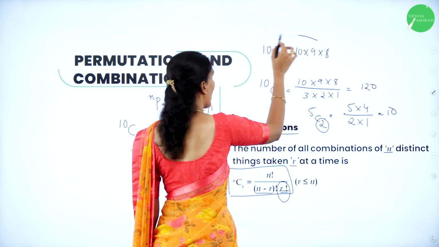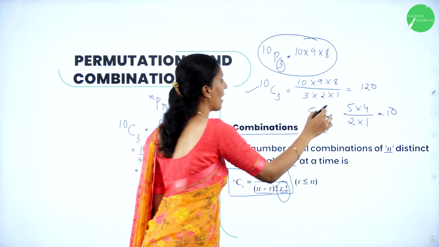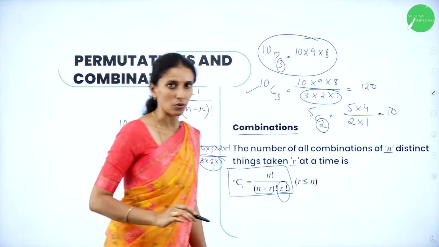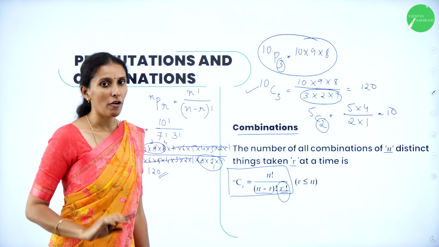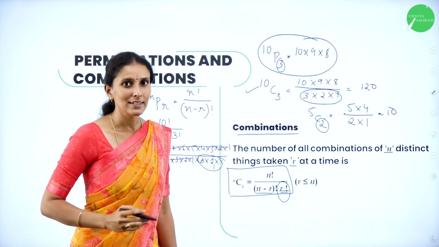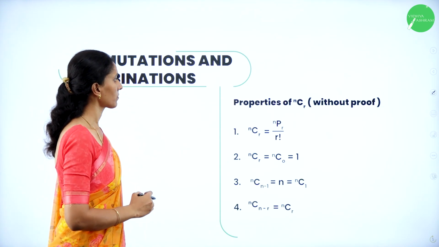So the logic which we have used for the permutation, the same we are using, but you have to divide it here by r factorial. Whereas in permutation we will not divide, we will just write the number of factors. Okay. So next we will study some properties of the combination.